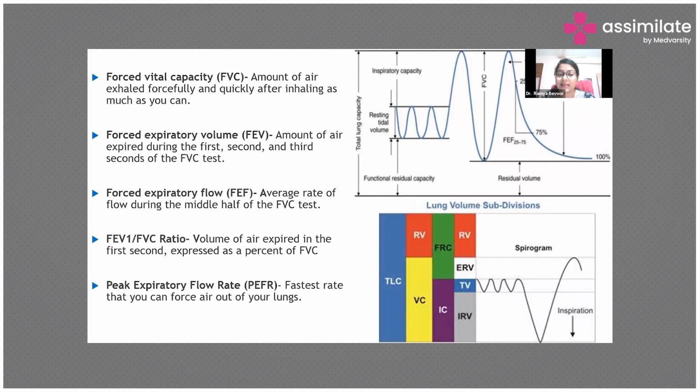So this is an important slide for us. All of the other things might sound a little complicated, too many things to remember. But if we are able to remember these few things also, I think that will give us an idea when we are interpreting the spirometry results and the peak flowmetry as well.